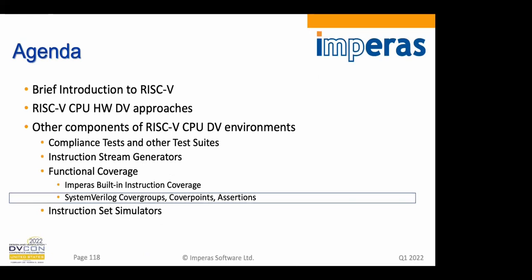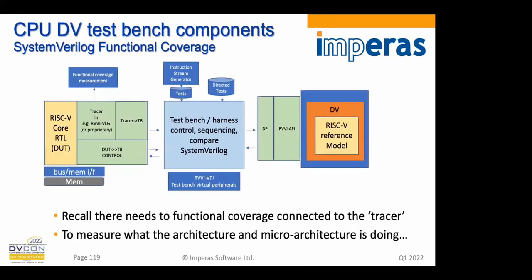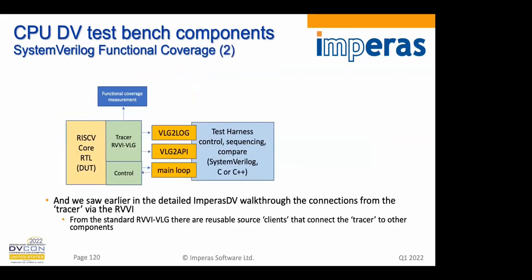Having looked at the Imperas built-in coverage, now we're going to look at the SystemVerilog coverage. Now, when we were talking about the Imperas DB and the test bench, we can see that out of the core, there needs to be some form of tracing technology, and then there can be functional coverage connected to that. And that's going to measure what the architecture and the microarchitecture is actually doing.